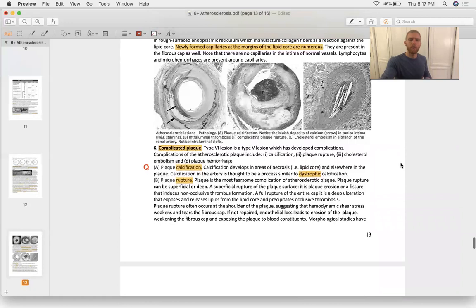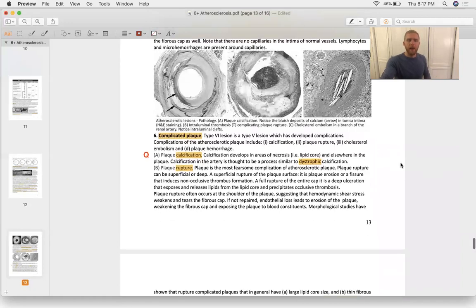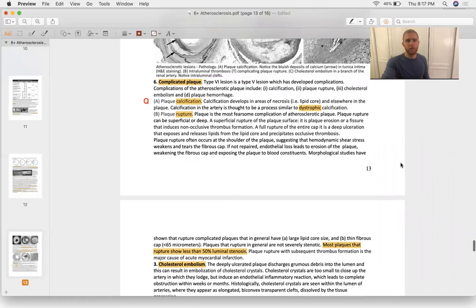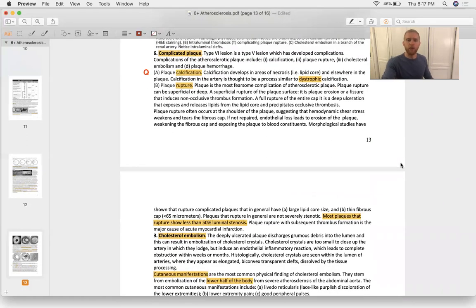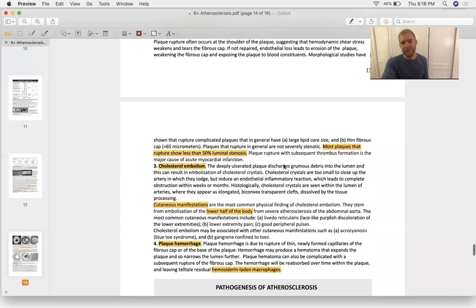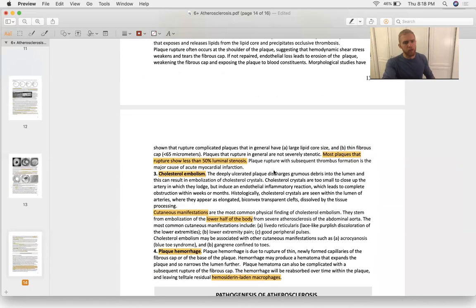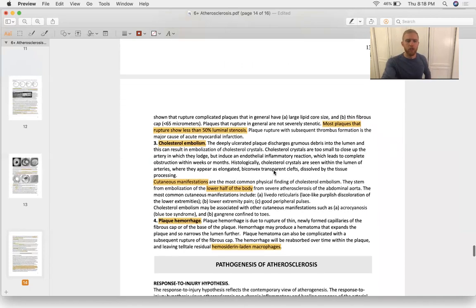Finally, we move on to the complicated plaque, and the complicated plaque is simply the plaque with complications. And listed in this subsection are 4 complications, which makes me prone to believe that there are 4 answer choices here, basically. The plaque can calcify, the plaque can rupture. You can get a cholesterol embolus, you can get a plaque hemorrhage.